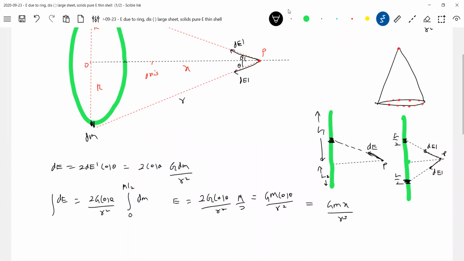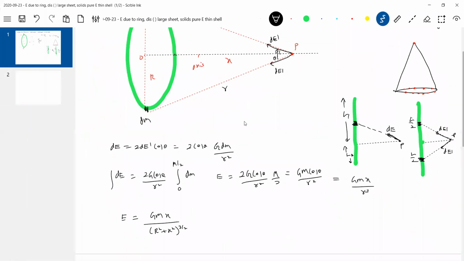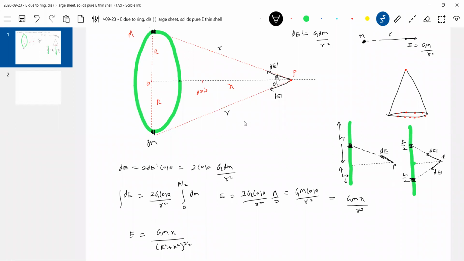So the entire thing becomes E is equal to gmx by (x square plus r square) to the power of 3 by 2. This is the expression for the gravitational field strength on the axis of the ring. What about at the center? This is on the axis. At the center, how much will it be? Put x equal to 0. It will be 0. So the field strength at the center of the ring is 0.